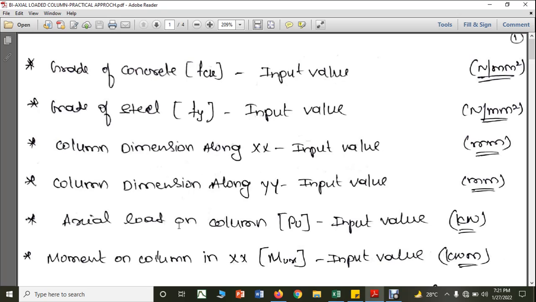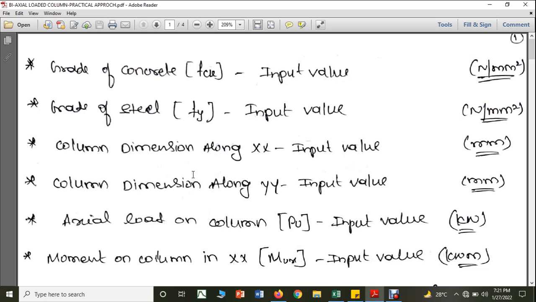But practically having this design is not an economical condition, because every time you cannot do iterations for each and every column. That's why today let us learn and develop the Excel sheet of the biaxially loaded column, which is the design approach we usually consider practically. Okay, so let us see.